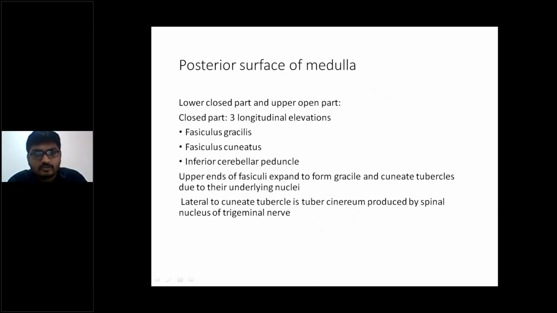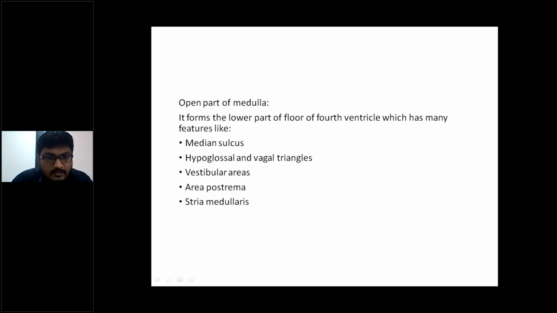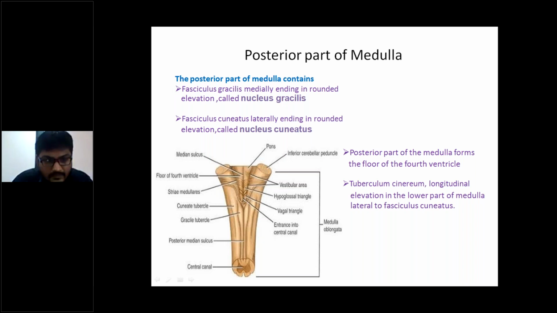So the posterior surface of the medulla has a lower closed part and an upper open part. It consists of fasciculus gracilis, fasciculus cuneatus, and inferior cerebellar peduncle. See, fasciculus cuneatus is the lateral side and fasciculus gracilis is the medial side. Remember that. Okay, this is okay. Yeah, this was asked actually. See, this is lateral, right? This is medial.